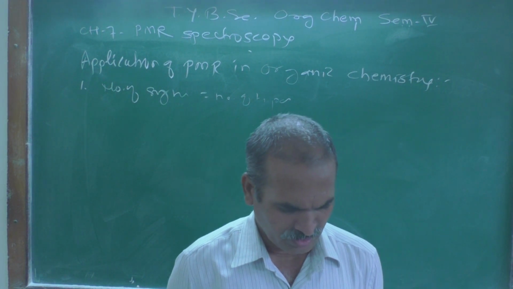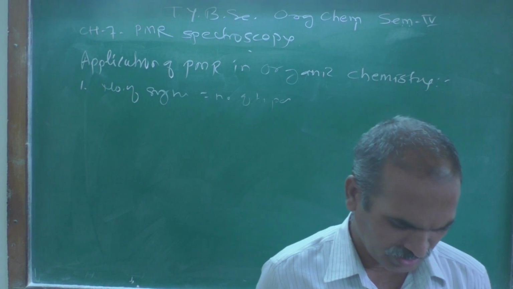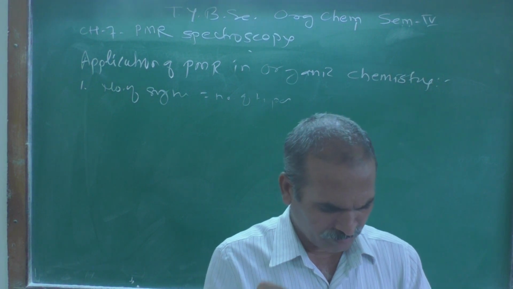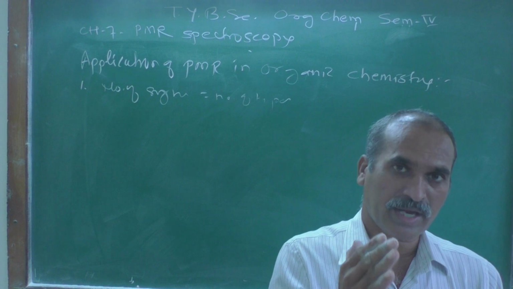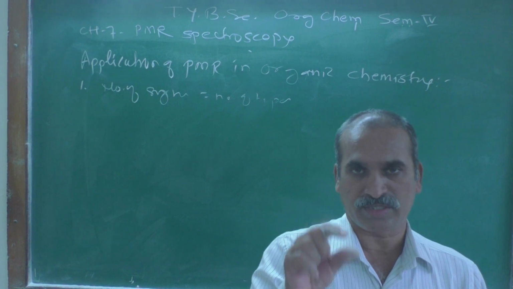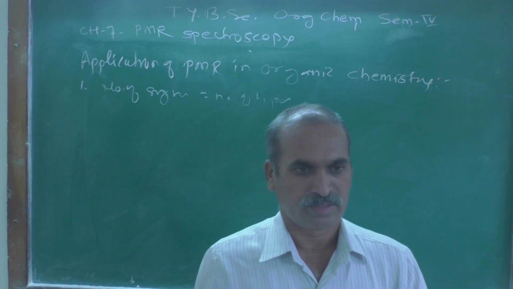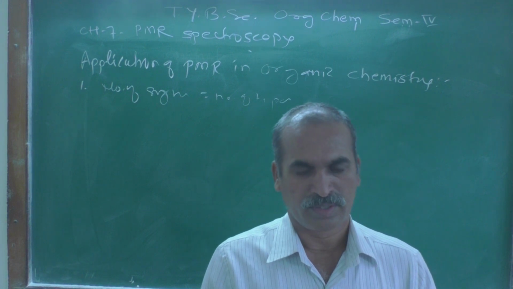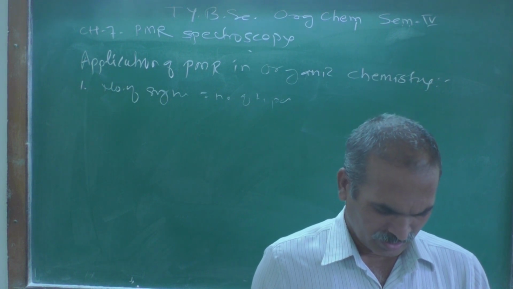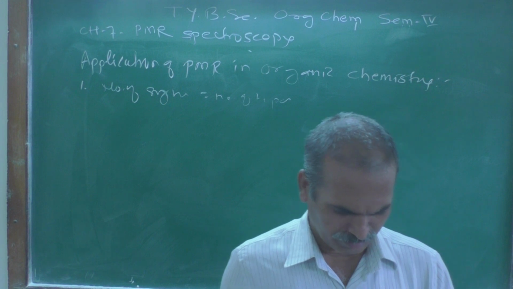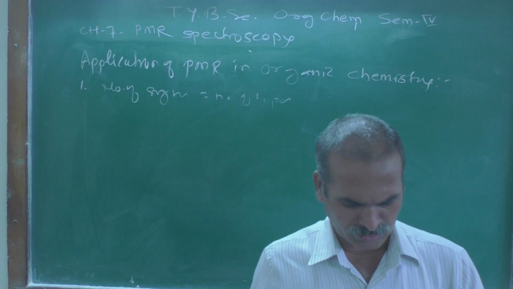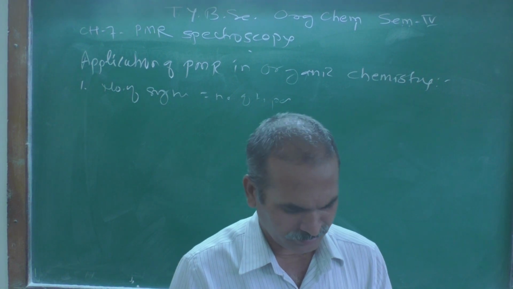Third application, the position of the signal, the chemical shift, tells us about the chemical environment of the proton. A peak at 0.9 delta indicates a methyl group, a peak at 7 to 8 delta indicates an aromatic compound, a peak at 9.7 indicates an aldehyde group may be present, and a very downfield signal at 10 to 12 delta indicates a carboxylic group.